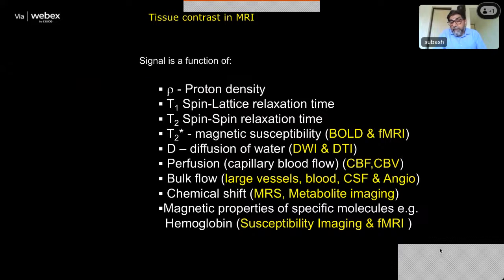Then chemical shift is another contrast parameter, which can create an image from fat or from water or any other tissue. Then magnetic properties of specific molecules like hemoglobin. These are called susceptibility imaging and fMRI. These have special applications. So any image which you create will have all these ingredients inside. Now it is the job of the scientist who is working on the machine to look for specific information out of all these parameters. So you have to create an image which should be dominated by one of these parameters.